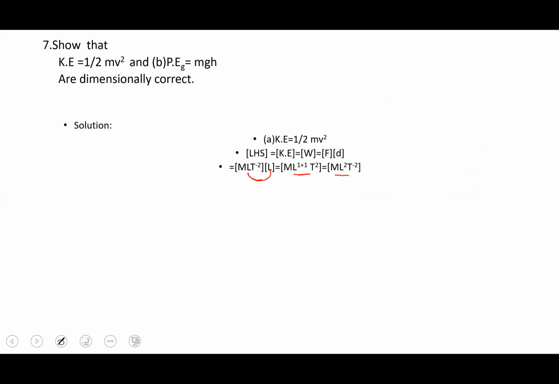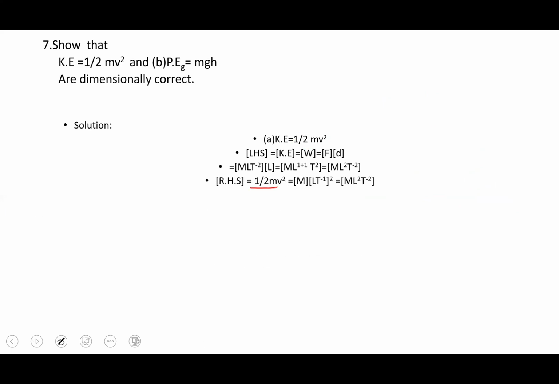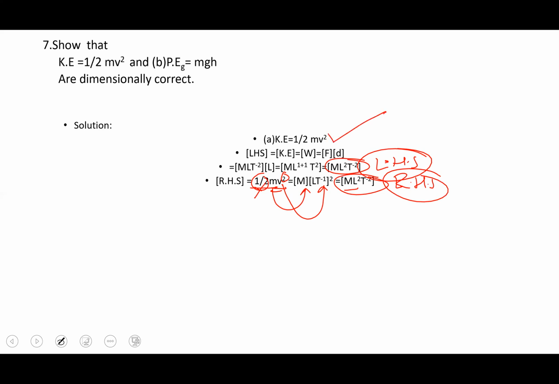Now for the right hand side of this equation, it will be half mv square. We don't consider the magnitude part, so we don't consider the half. So m basically will be written as M, and v, as we know, the units are meter per second, so it is L divided by T whole power square, because there's a square over here. So it will be M L square T inverse square. As you can see, the left hand side as well as the right hand side are both equal. So this proves the concept of homogeneity. That means these are dimensionally correct. So kinetic energy checks out, that it is dimensionally correct.